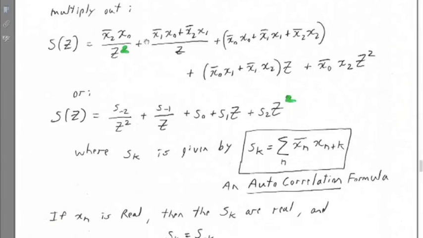Now, one thing, if you inspect this formula here for S, the spectrum of a three element time series, it's got 1, 2, 3, 4, 5. Yeah, it's got 5 non-zero elements. A three element time series has 5 non-zero elements, right? 1, 2, 3, 4, 5.